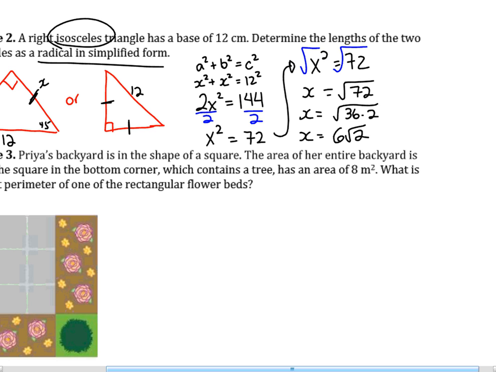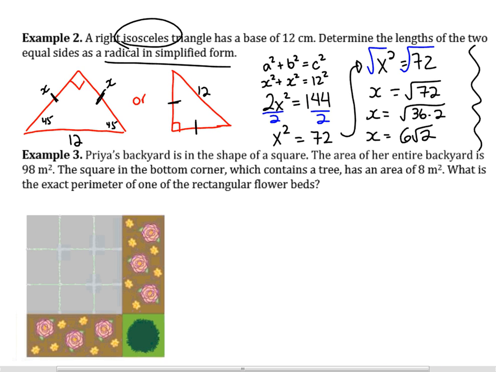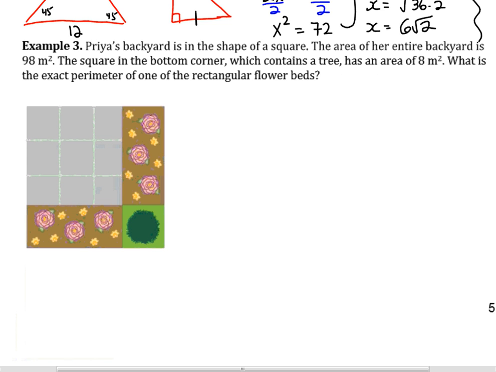Okay, yes, you could have used sine law and special triangles in the sine law to solve that, and it would work. But, all right, one more. Priya's backyard is in the shape of a square. The area of her entire backyard is 98. The total area is 98 meters squared. Yeah, lucky Priya. She has a tree area in the bottom corner that contains a tree and has an area of 8 meters squared. What is the exact perimeter of the rectangular flower bed?